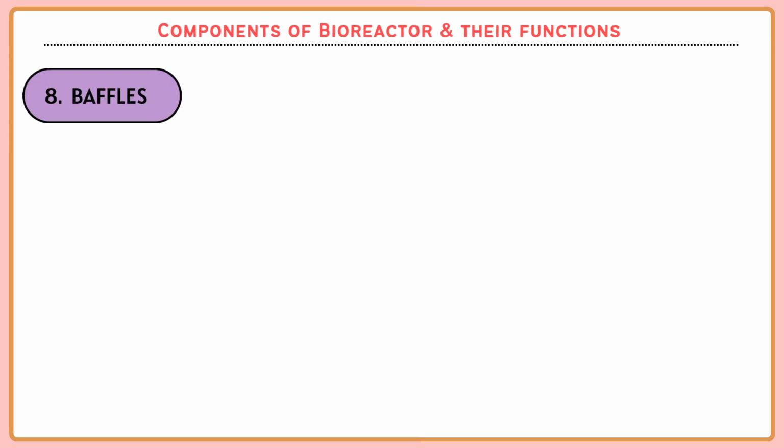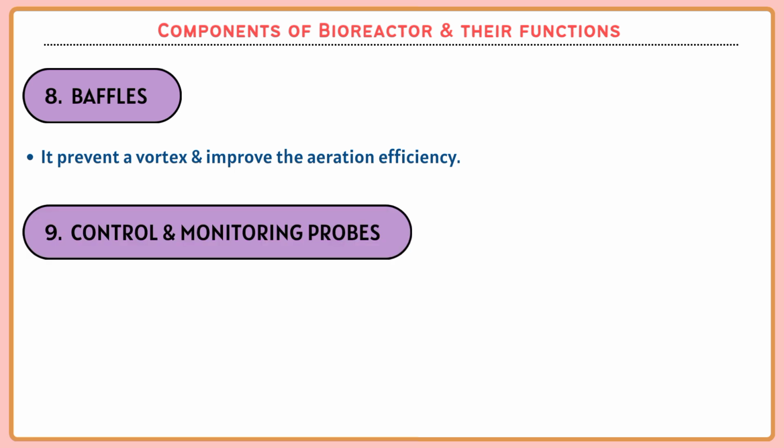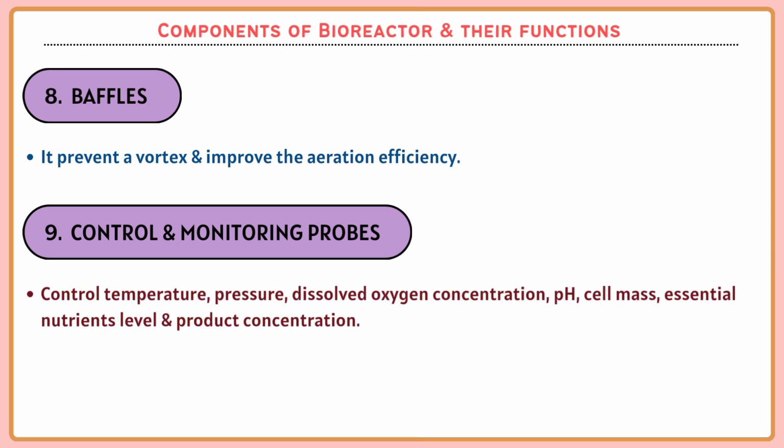Eighth, baffles. Baffles are incorporated into the bioreactor to prevent a vortex and improve aeration in the bioreactor. Ninth, control and monitoring probes. Various control and monitoring probes are added in the bioreactor which usually control the temperature, pressure, dissolved oxygen concentration, pH, cell mass, essential nutrient levels and product concentration.